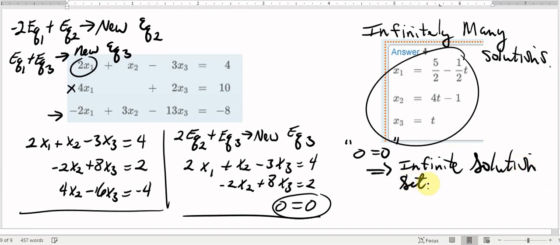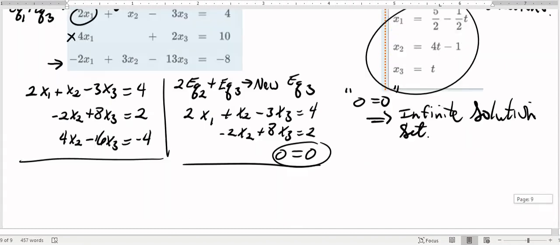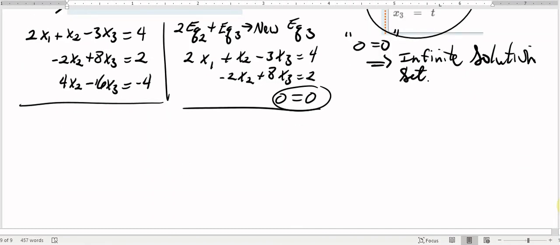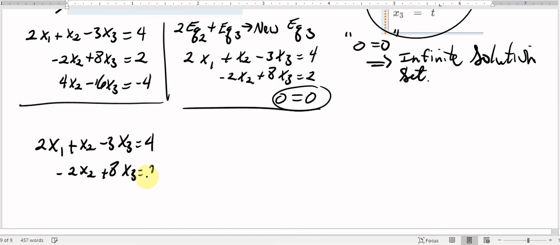Now all you have left are these two equations. Let me see if I may have space down here. Oh, goody. So this is what I have left. This is what you got to work with. 2x sub 1 plus x sub 2 minus 3 x sub 3 is equal to 4. And then this is negative 2x sub 2 plus 8 x sub 3 is equal to 2.